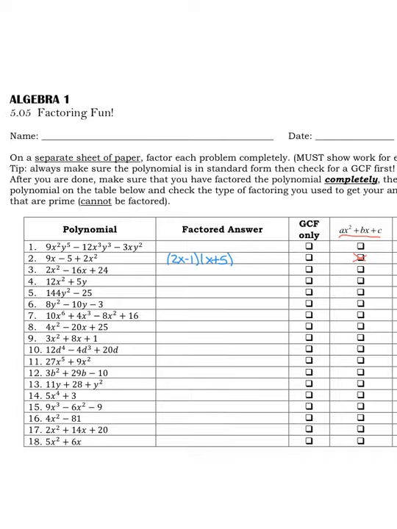All right, number 3. So number 3 looks like this. I have 2x squared minus 16x plus 24. All right, so we check to see it's in standard form, and it looks like that. That box gets checked. Second thing to check for is a GCF. And I look at it and say, whoa, I see a GCF. I see that I can divide 2 out of all 3 of these terms. So let's take that 2 out.